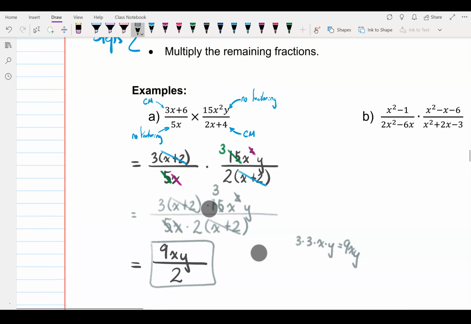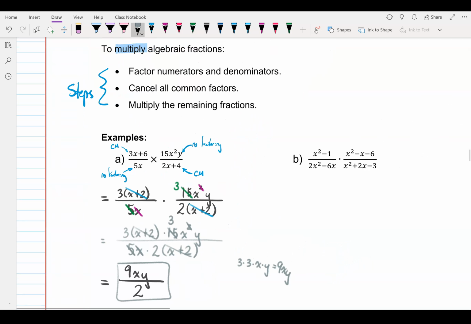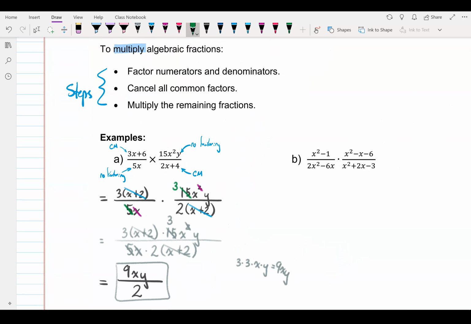Now, you might be wondering, did I follow the steps? To multiply algebraic fractions, I need to factor the numerators and the denominators. Well, I did. I factored all 4 pieces: 1, 2, 3, 4. Did I cancel all common factors? This was the cancel stage. That was me canceling things out. The stuff I did in pencil here was an alternate version of that. You could write that all out under one big fraction if it helps you. So I did that as well.